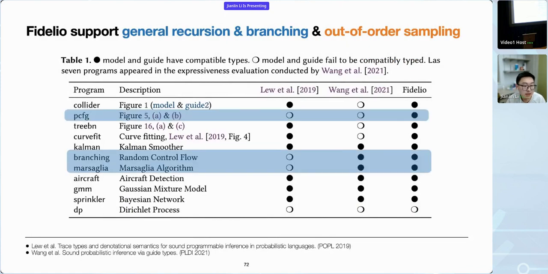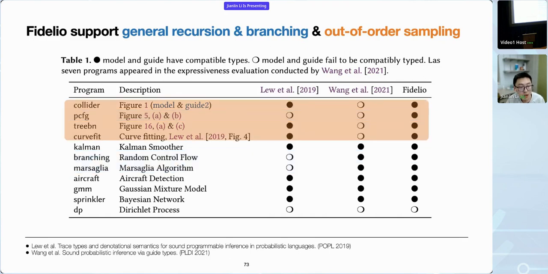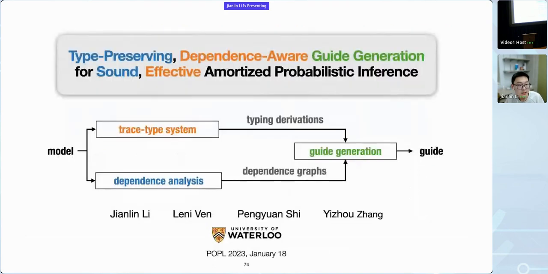Previous work either does not support generality of control flow or does not allow guides to sample random variables in a different order than the model. To conclude, we have introduced a method to automatically synthesize guide programs for deep amortized inference. It uses a type system as an argument for soundness, and it uses symbolic dependence structures to aid in neural network-based inference. And thank you for your attention.